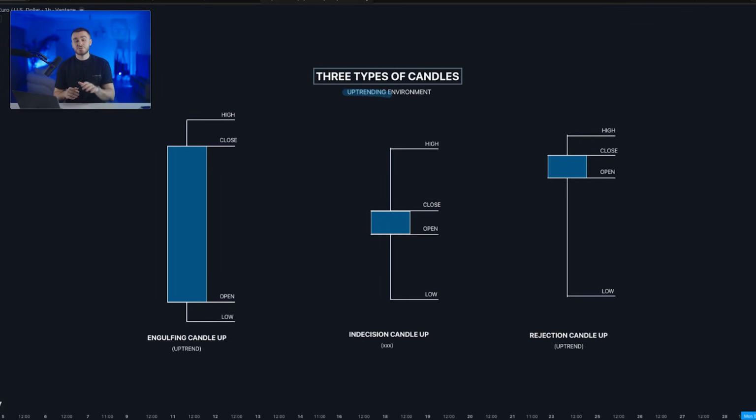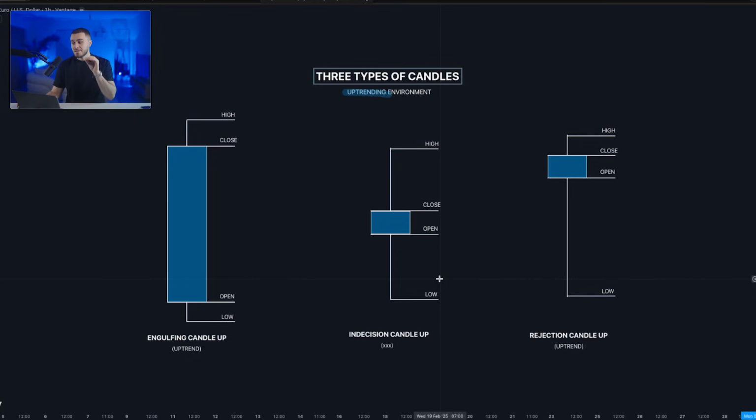So if we have this on the previous daily candle, we need to wait for more confirmation. So if we stick to these two main engulfing candles as higher confirmation, and then we have this indecisive candle as a lower confirmation, we have to keep that in mind. And so to really clear that up, there are only three types of candles we look for in any type of trending environment. Number one is going to be the engulfing candle that we just spoke about. Number two is going to be the indecision candle. And number three is the rejection candle.